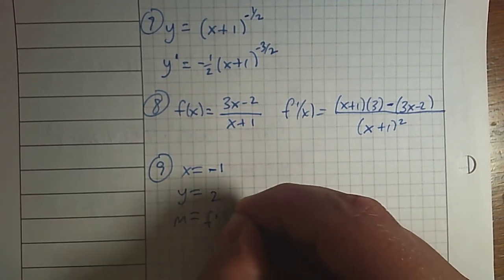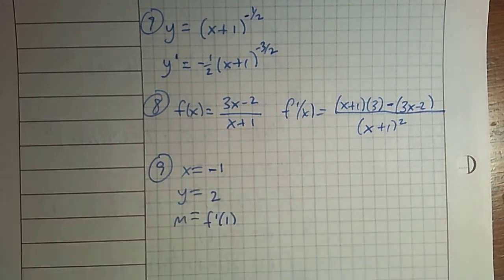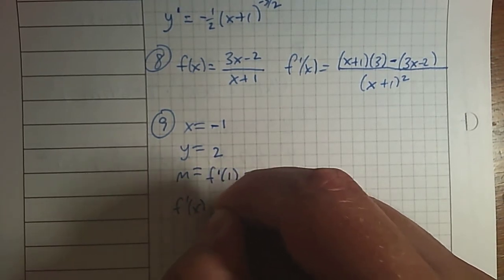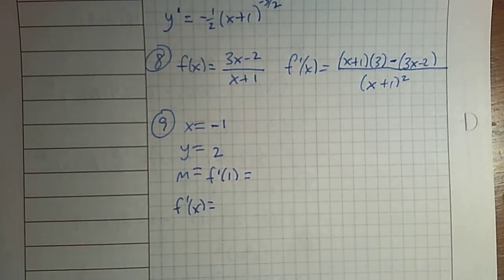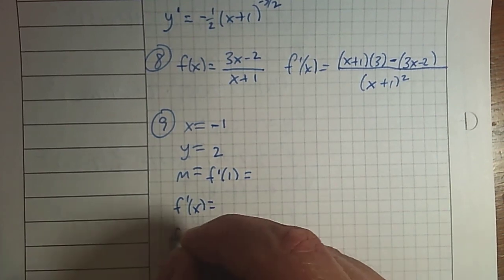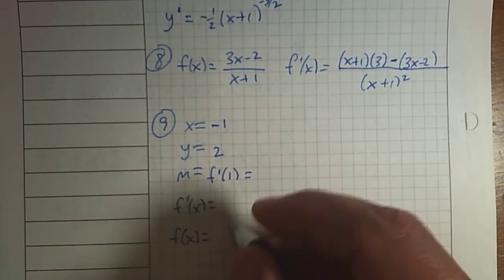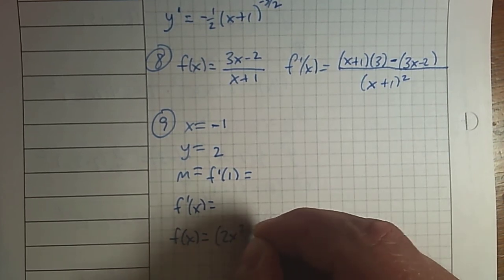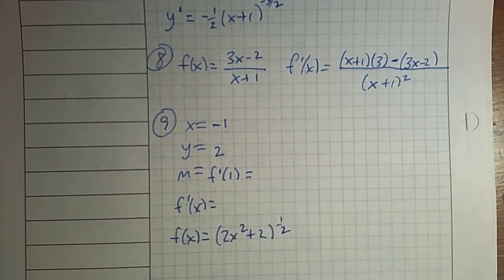And it's not just the derivative, it's the derivative at the x-coordinate. That's what I need to find, and then I can write my equation of line. So underneath, I'm going to first just do the derivative of what I see. So for number 9, let's just rewrite the function so I see it again. So I'm given the square root of 2x squared plus 2. So I'm going to write that as 2x squared plus 2 to the 1/2.